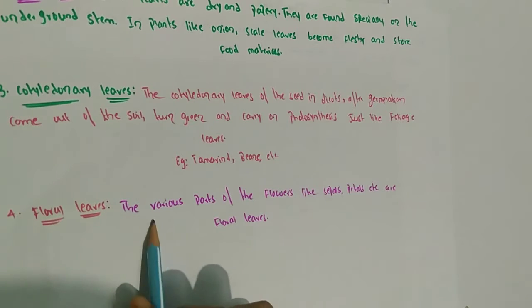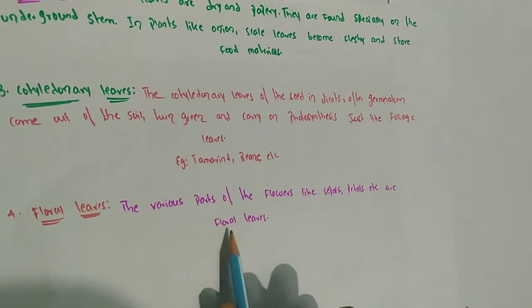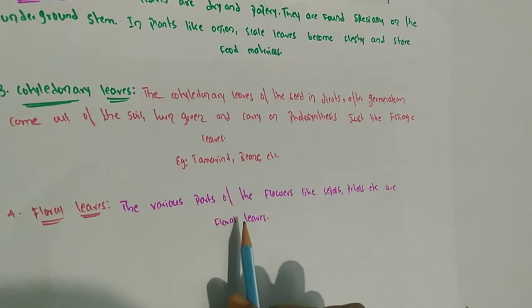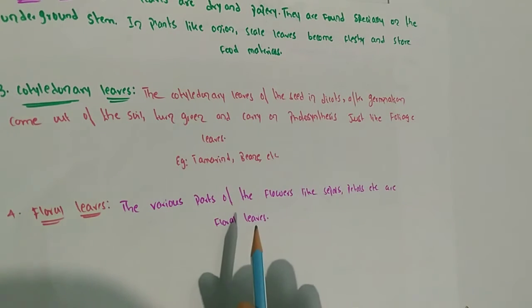Floral leaves. The various parts of the flowers like sepals, petals, etc. are floral leaves. So the parts of a flower like sepals and petals come under floral leaves.